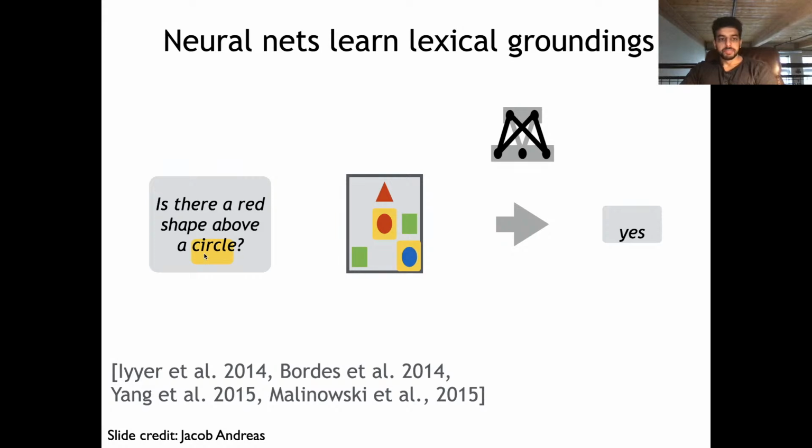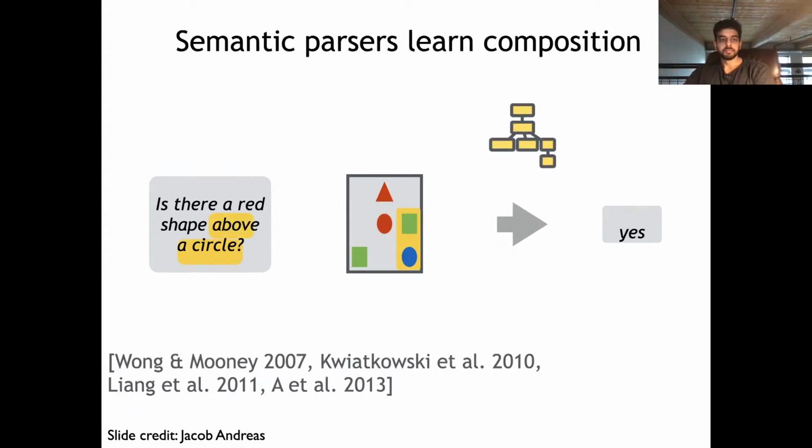So we obviously have ways of, if I'm given a question like this, learning what these words mean, like what is a circle. I can get a vector for this, and then I can do some mapping to the image to identify regions where circles are present.